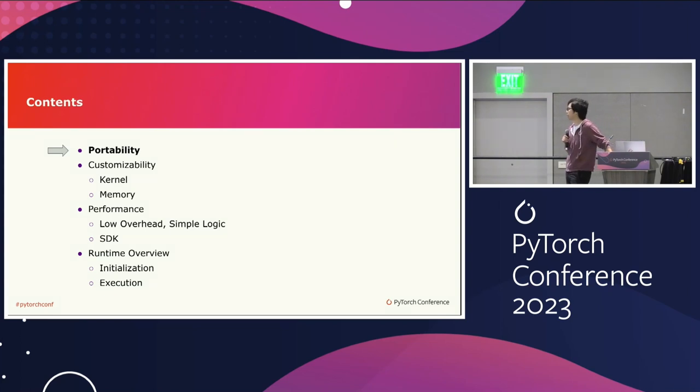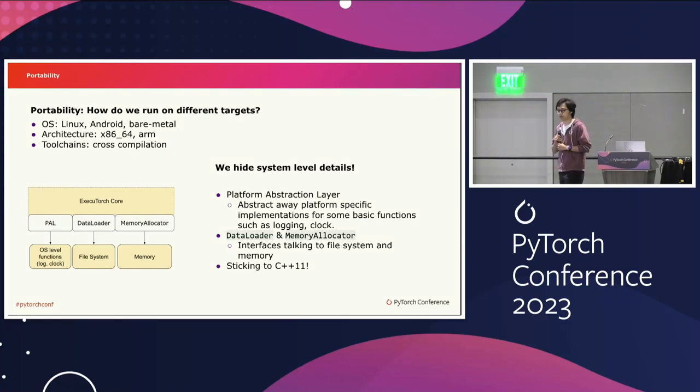Let's talk about portability, for example. How do we satisfy the portability requirements? Some of the target devices include different operating systems, different architectures, and even different toolchains. And our solution to satisfy all these requirements is that we hide system-level details. We do that by providing a platform abstraction layer, which provides a set of unified APIs for basic functions such as logging and clock, and abstracts away a lot of the platform-specific implementation details. Similarly, we also provide a data loader as well as a memory allocator for the ExecuTorch runtime to talk to the operating system as well as the file system. Last but not least, we make sure our ExecuTorch runtime sticks to C++11, which is acceptable by most of the toolchains.